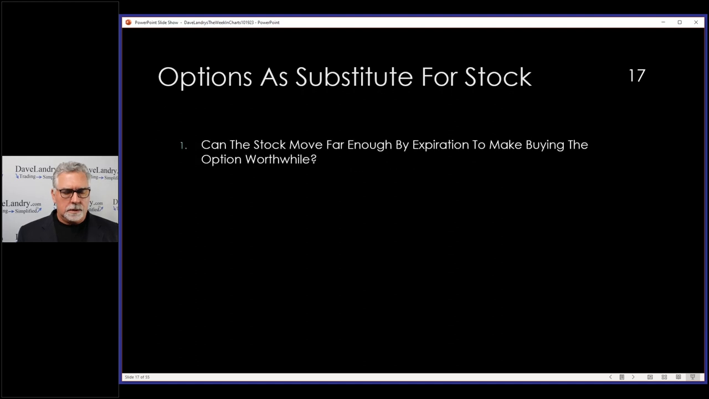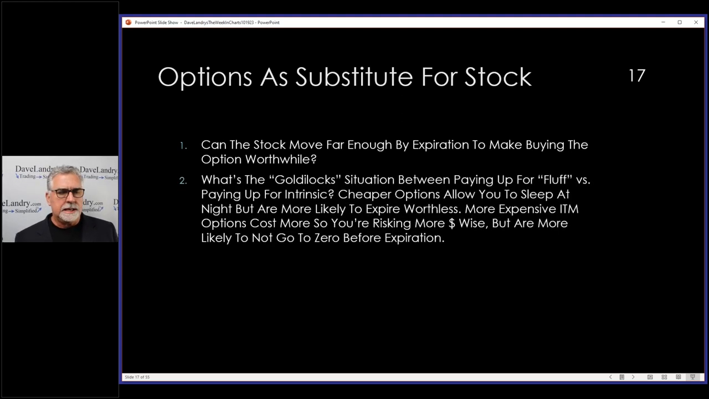Now, when you're using options as a substitute for stock, just ask yourself, can the stock move far enough by expiration to make buying the option worthwhile? So go to expiration, pretend you're at expiration, and then rewind from there and say, okay, I've got X amount of days and it's that far away. Will it be worth it to buy that out of the money option? And sometimes it can be. Sometimes you can buy a cheap type of option.